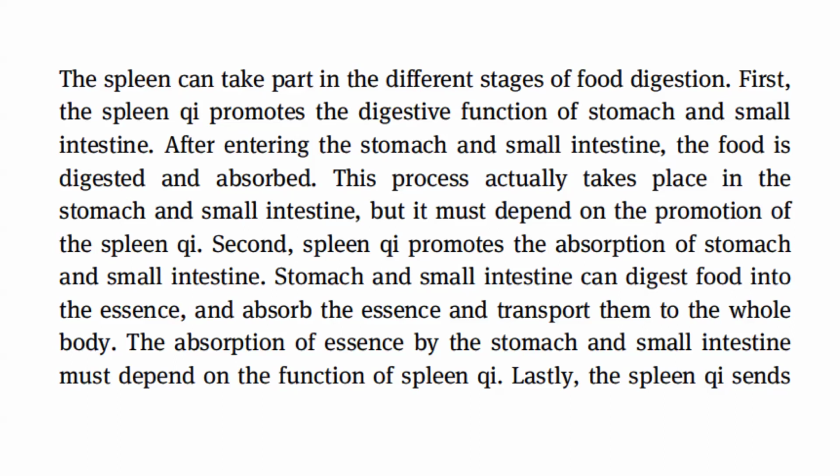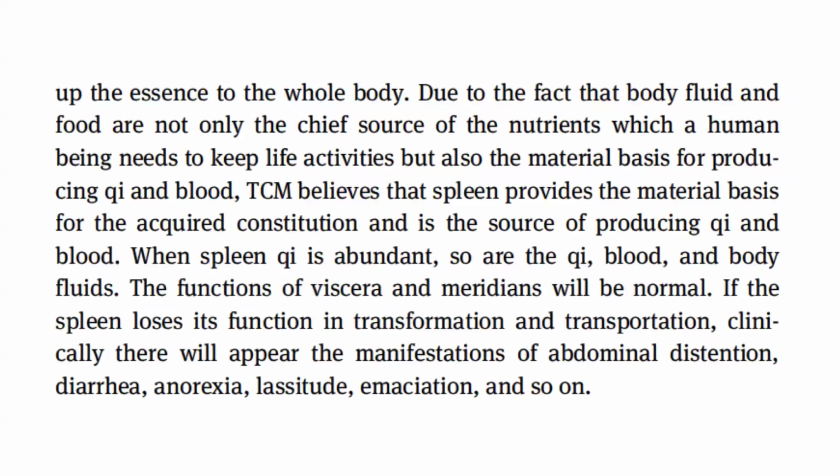Stomach and small intestine can digest food into the essence and absorb the essence and transport it to the whole body. The absorption of essence by the stomach and small intestine must depend on the function of spleen chi. Lastly, the spleen chi sends up the essence to the whole body. Due to the fact that body fluid and food are not only the chief source of the nutrients which a human being needs to keep life activities, but also the material basis for producing chi and blood, TCM believes that spleen provides the material basis for the acquired constitution and is the source of producing chi and blood.